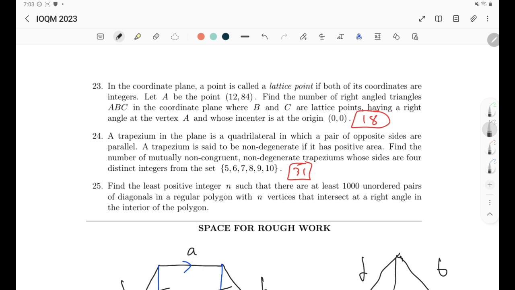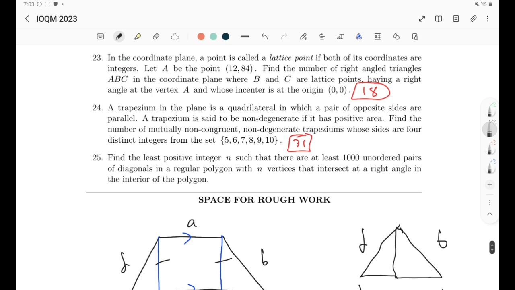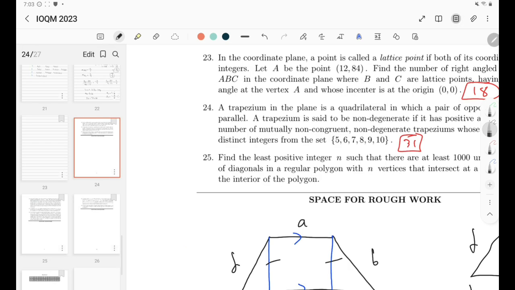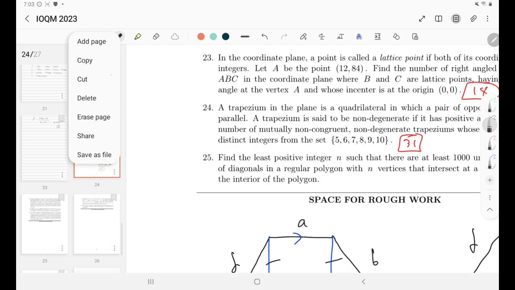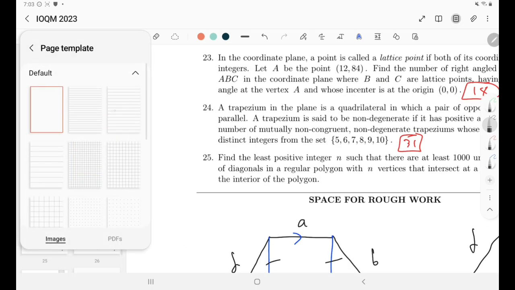Okay, next. Find the least positive integer n such that there are at least 1000 unordered pairs of diagonals in a regular polygon with n vertices that intersect at a right angle in the interior of the polygon. Okay, let's add the page here. This is an interesting question.